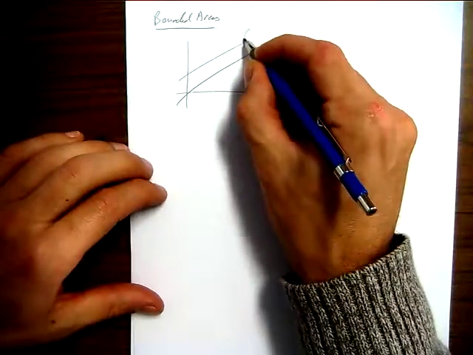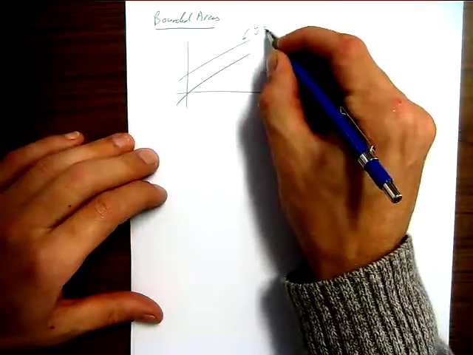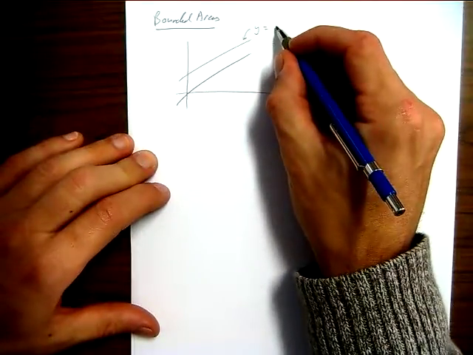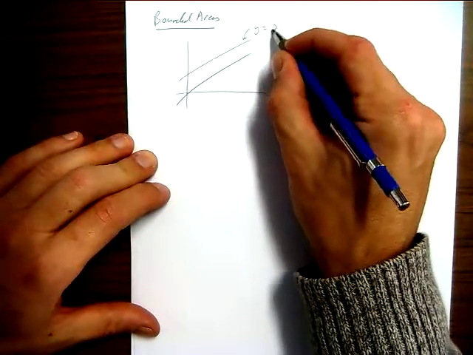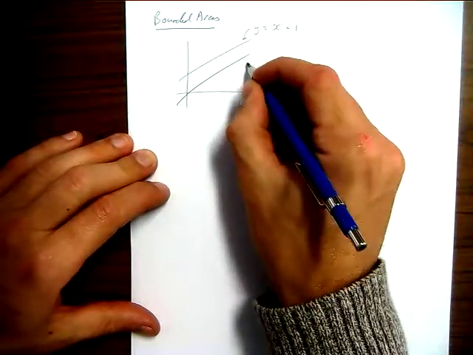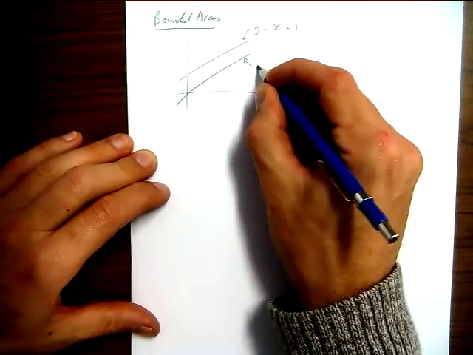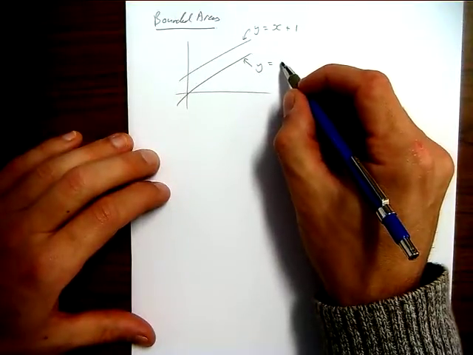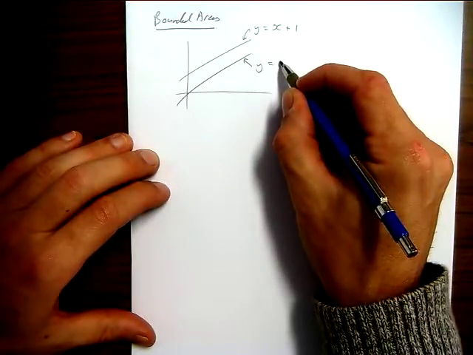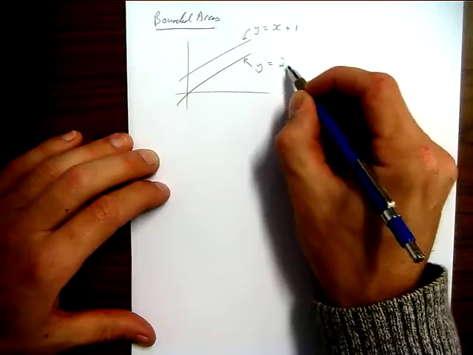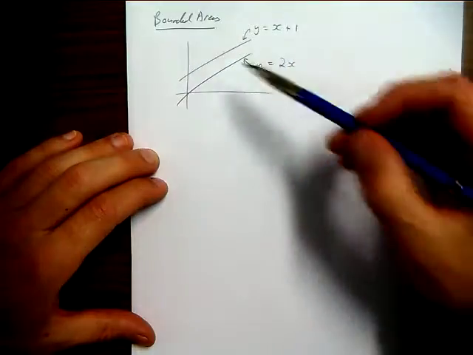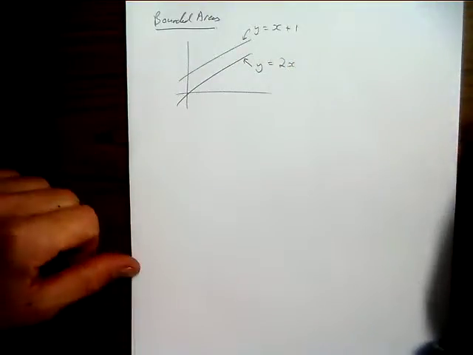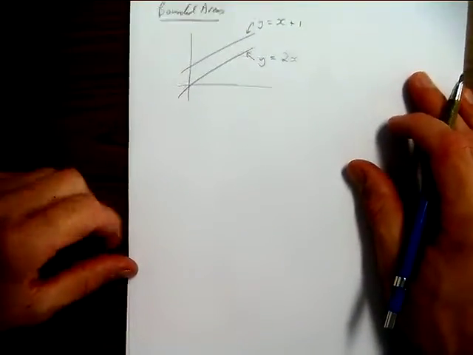So this one can be y equals x plus 1. And this one can be y equals, let's go, 2x. So it would probably look something like that. So we've got these two functions.